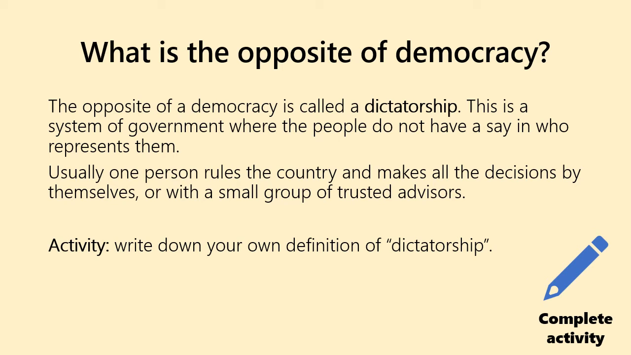What is the opposite of democracy? The opposite of a democracy is called a dictatorship. This is a system of government where the people do not have a say in who represents them. Usually, one person rules the country and makes all the decisions by themselves, or with a small group of trusted advisors. Activity. Write down your own definition of dictatorship. Remember, you can pause the video to complete this activity.